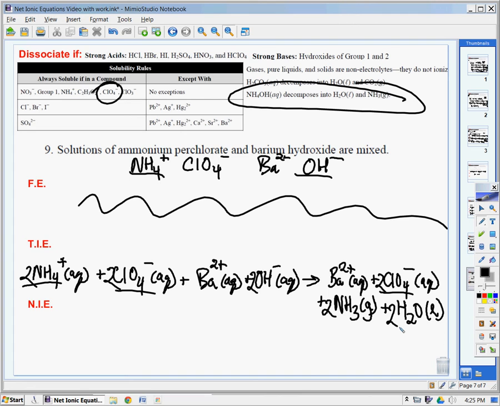Like I said, twitchiness. All right, you might notice now that really the barium and the perchlorate are not really doing anything. So as a result, the net ionic is only going to have the ammonium, the hydroxide, the ammonia, and the water. And you'll notice that the coefficients on all those things are 2's, which means the net ionic equation just should reduce to 1's.